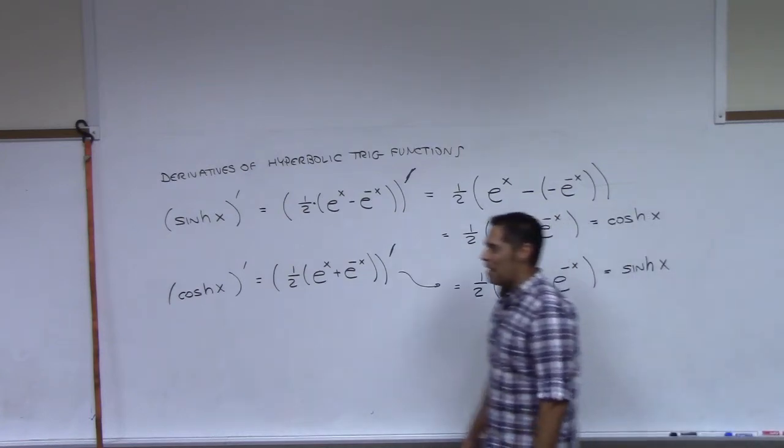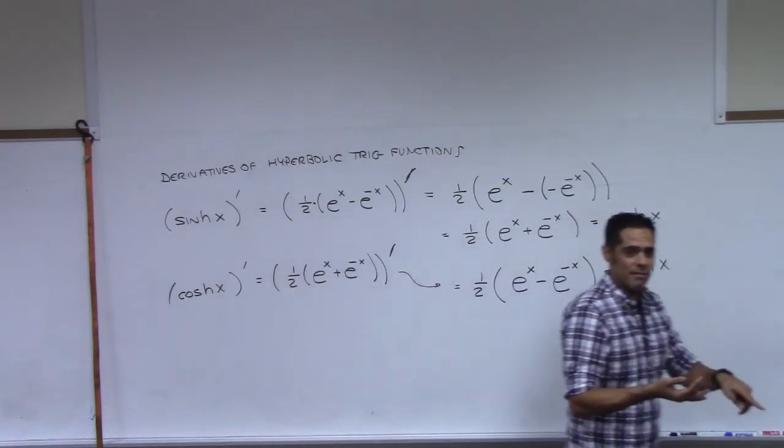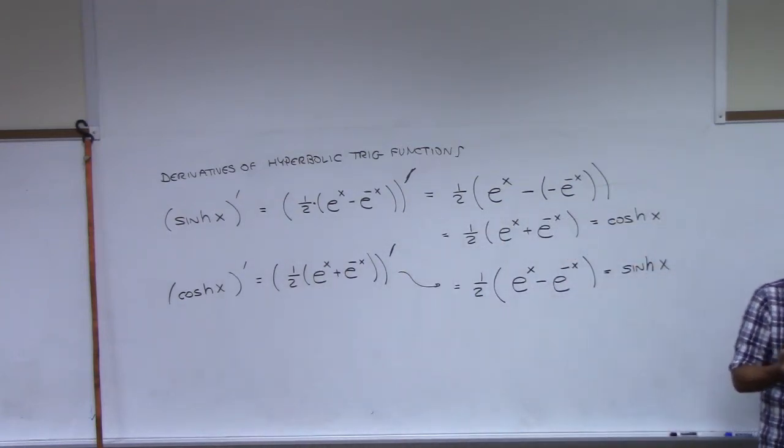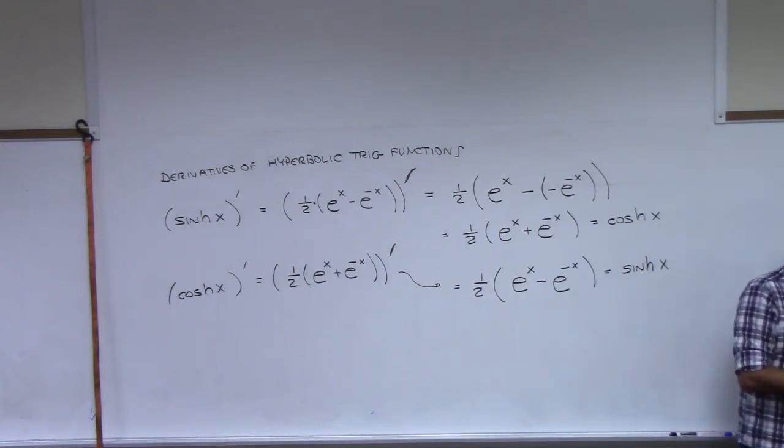Okay, so back in pre-cal, derivative of sine is cosine. Derivative of cosine is negative sine, but in hyperbolics, derivative of hyperbolic sine is hyperbolic cosine, but derivative of hyperbolic cosine is just hyperbolic sine.